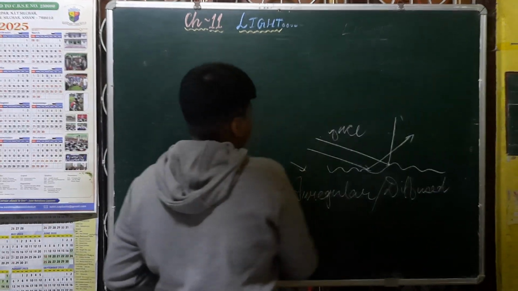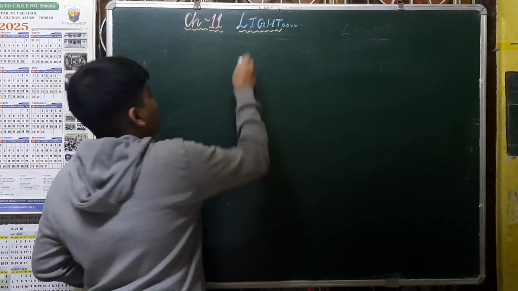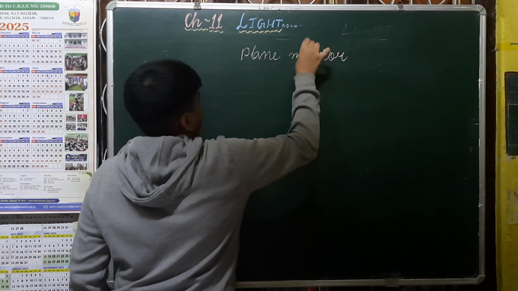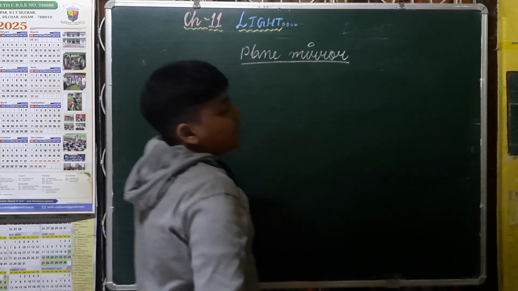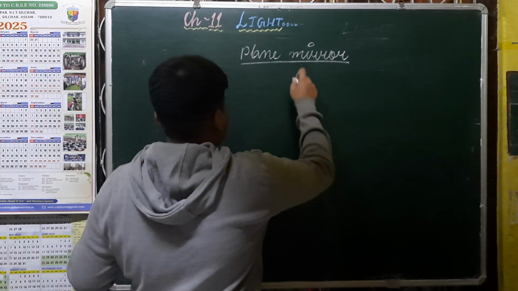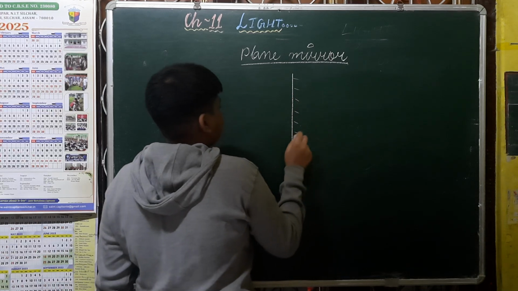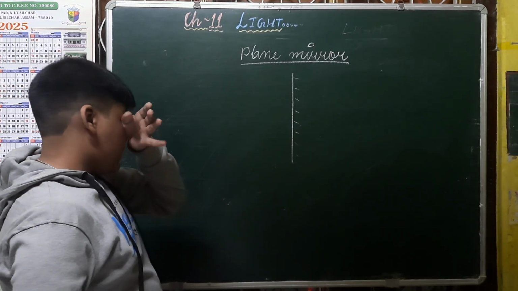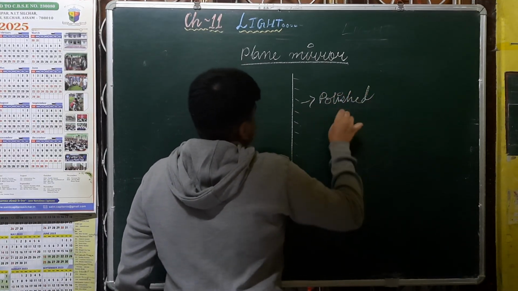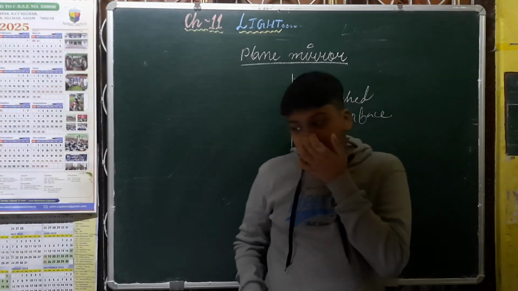Now we will study the reflection by a plane mirror. Plane mirror. So, plane mirror is a surface which is very smooth and it is a very straight reflecting surface. This is how a plane mirror looks. This is the polished surface. Basically, this side of the mirror is silvered.